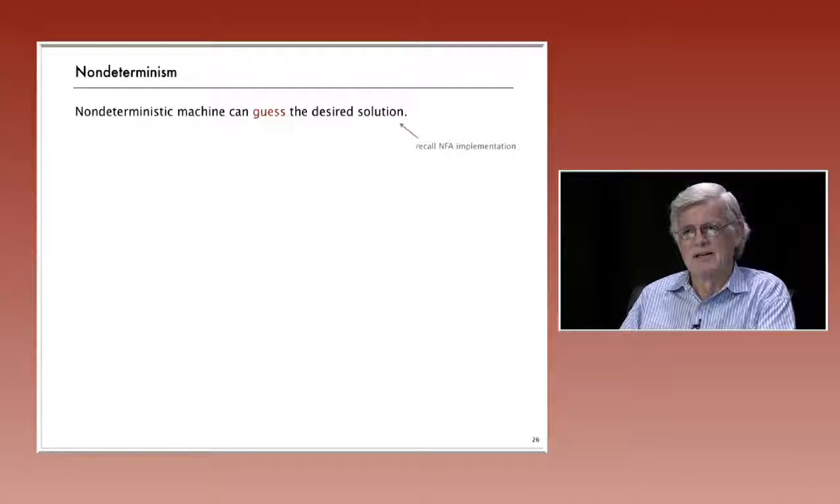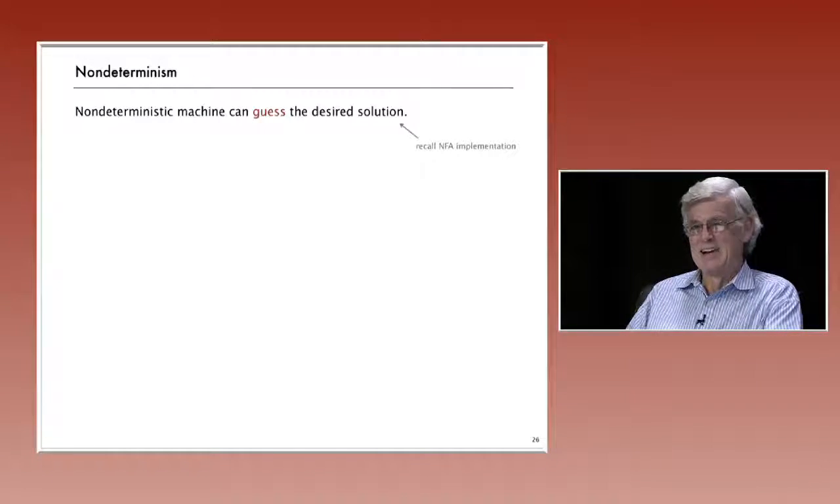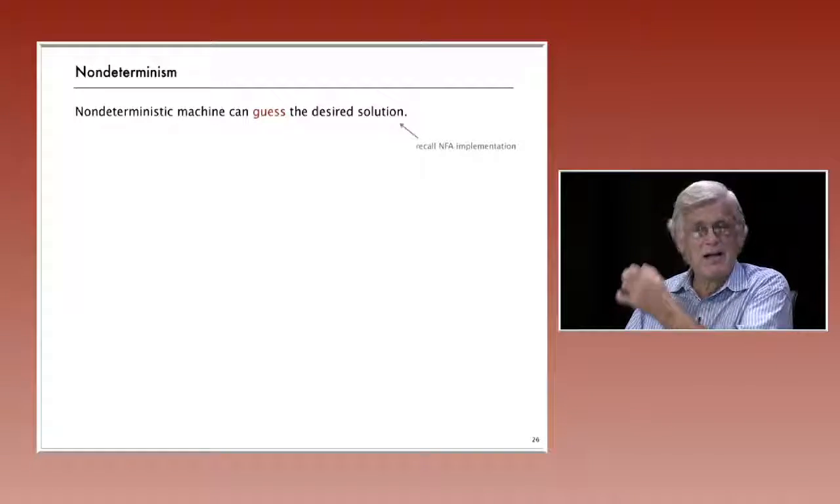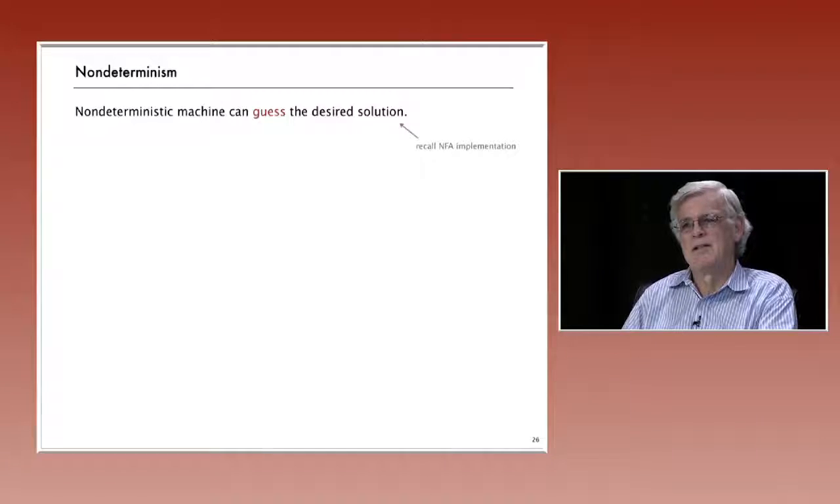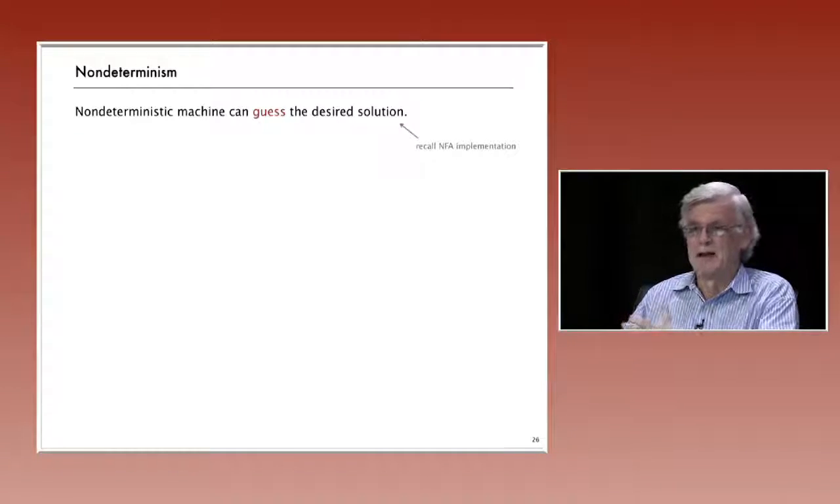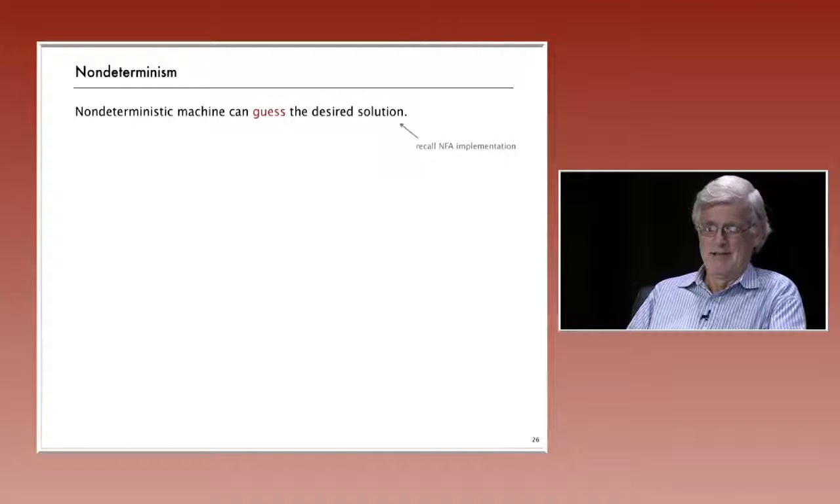Now, what is the N in NP for? Well, just a brief moment to talk about that. The N in NP stands for non-determinism. The idea of a non-deterministic machine is one that can guess the desired solution. That's an abstract machine. As far as we know, we don't have non-determinism in real-life devices. But it's fine to have an abstract machine of that sort.